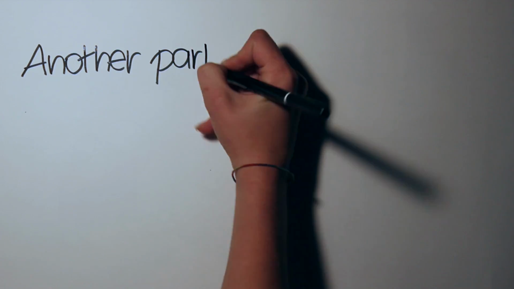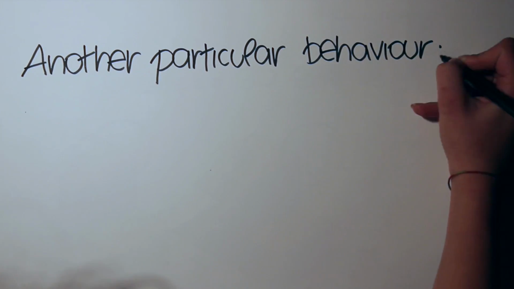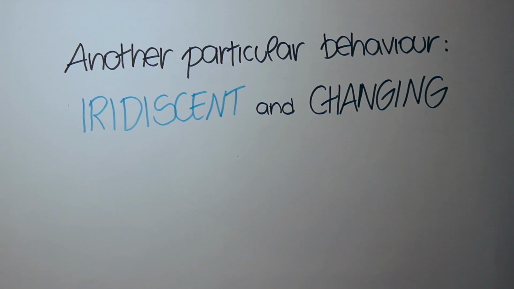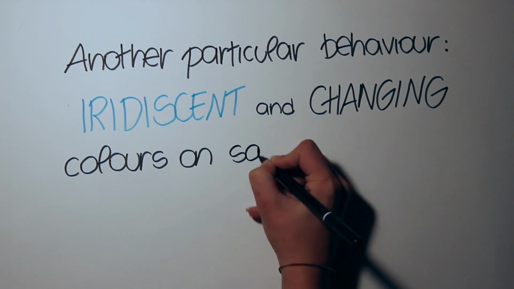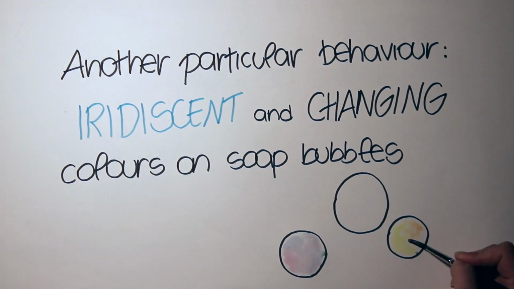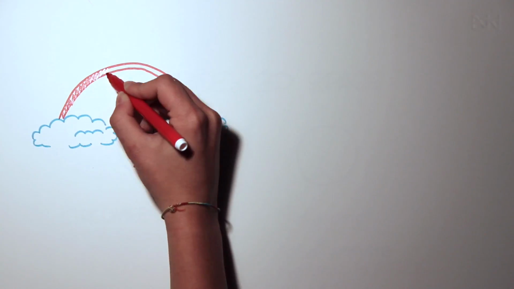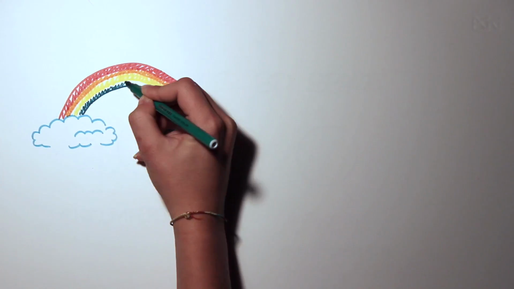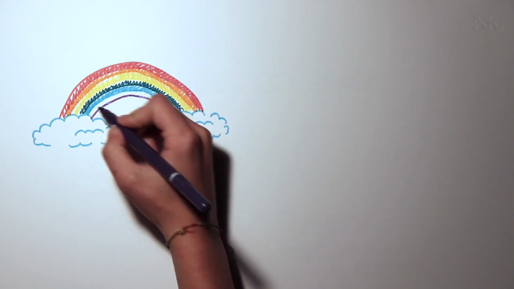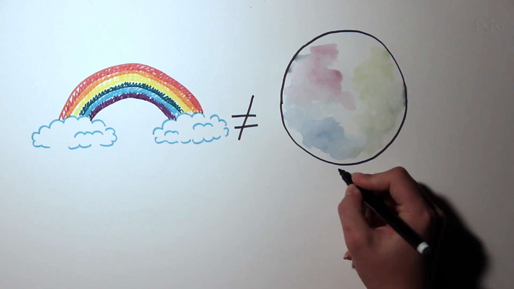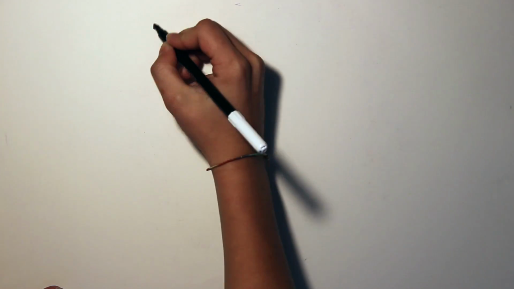There is another particular behavior we are going to explain: the iridescent and changing colors of soap bubbles floating through the air. On the bubble surface there is a rainbow, we could say, but the beautiful colors reflected by the bubble surface are produced by a different physical mechanism, which is called interference, and it's typical of wave propagation. But what is interference and why does light interfere?